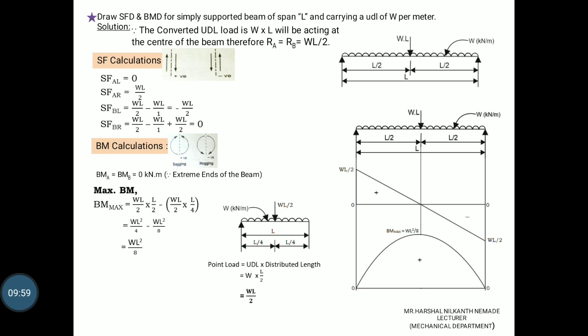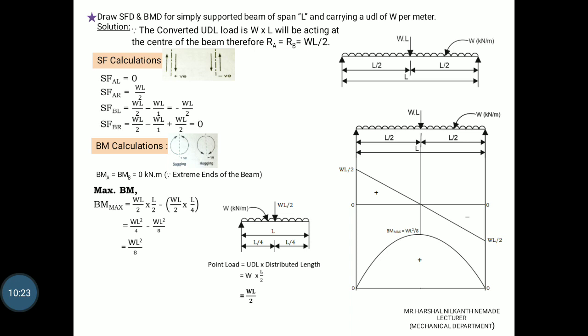Draw the SFD and BMD of a simply supported beam of span L carrying a UDL of W per meter. The converted UDL load W into L will act at the center of the beam. Therefore, RA is equal to RB is equal to WL upon 2. Okay, so I will calculate the SF calculation.